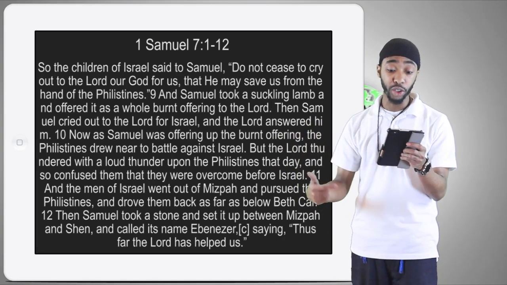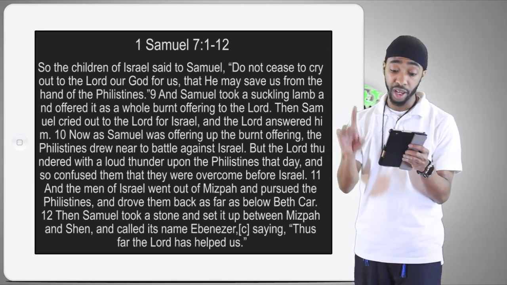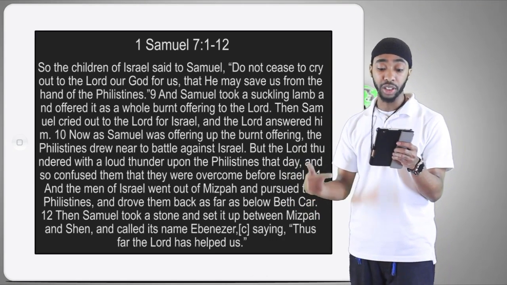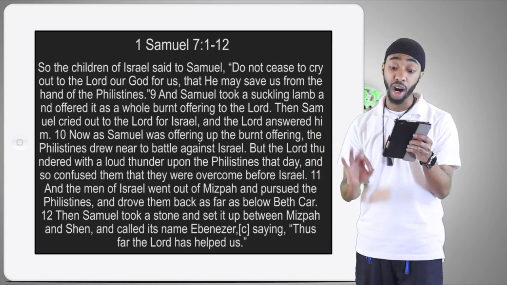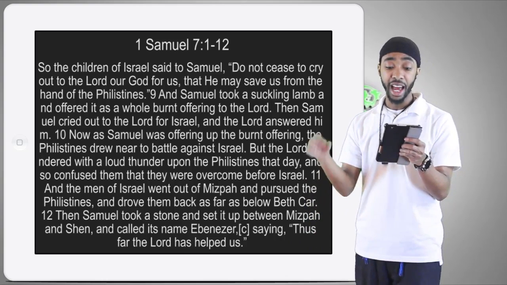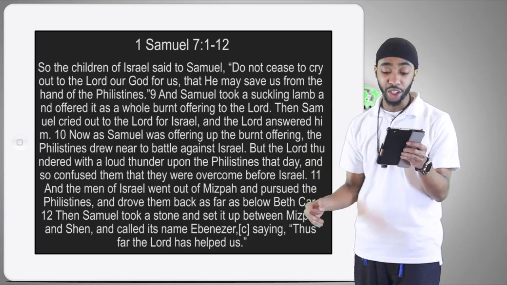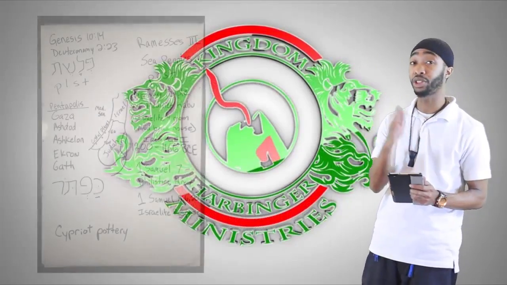But the Most High thundered with a loud thunder upon the Philistines that day, and so confused them that they were overcome before Israel. And the men of Israel went out to Mizpah and pursued the Philistines and drove them back as far as Beth-kar. Then Samuel took a stone, set it up between Mizpah and Shen, and called it Ebenezer, saying, "Thus far the Most High has helped us." That's 1 Samuel chapter 7.